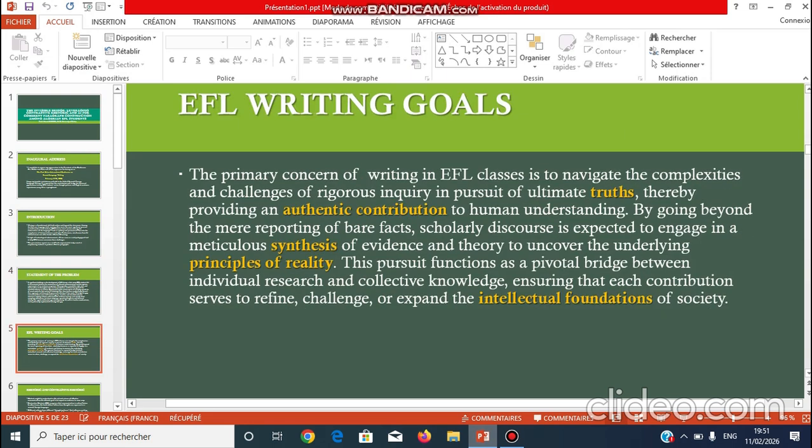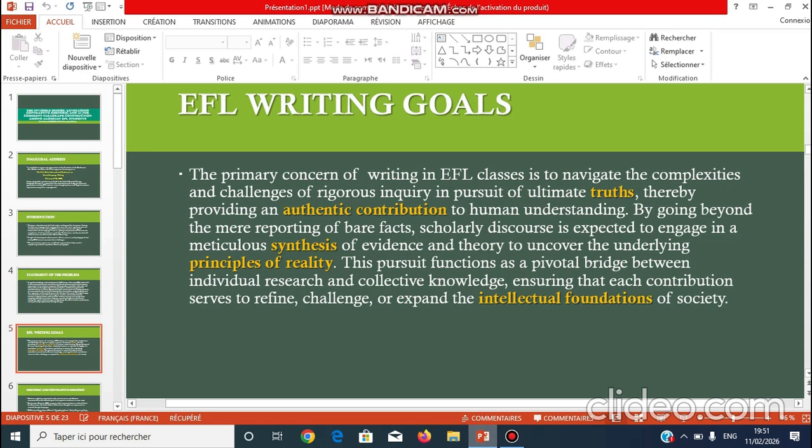EFL writing goals. The primary concern of writing in EFL classes is to navigate the complexities and challenges of rigorous inquiry in pursuit of ultimate truth, thereby providing an authentic contribution to human understanding. By going beyond mere reporting of bare facts, scholarly discourse is expected to engage in a meticulous synthesis of evidence and theory to uncover the underlying principles of reality.